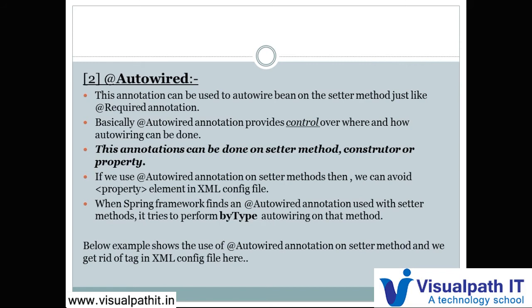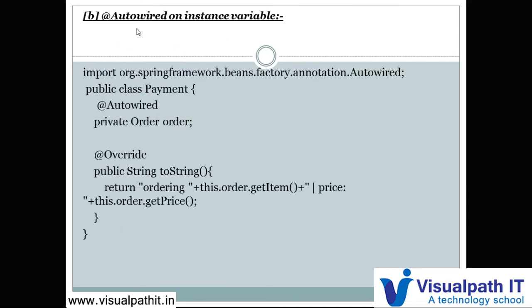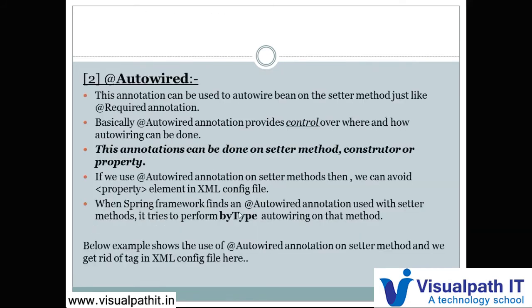The approach is, we may mark an attribute of a class or a setter or a constructor or any arbitrary method for injecting the dependency object. So there are three various ways in which this @Autowired can be used. It can be used on a setter method, on an instance variable, and on a constructor. So basically it provides a kind of control over where and how the autowiring can be done.